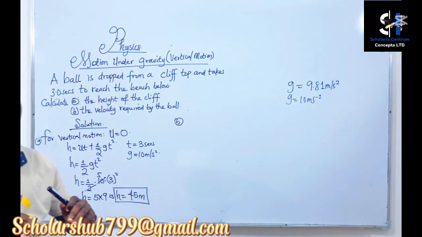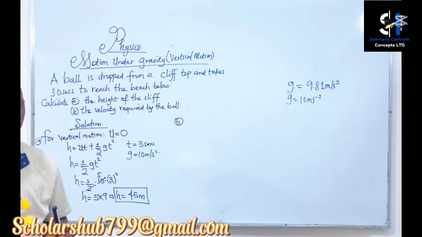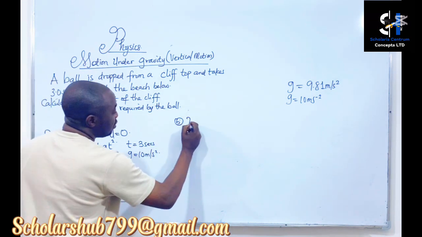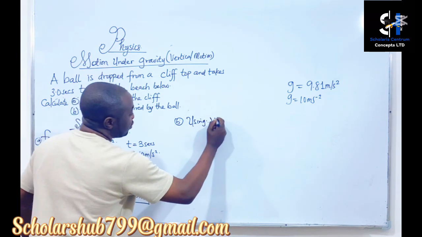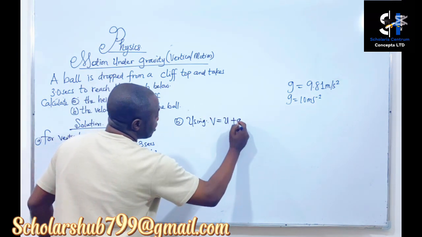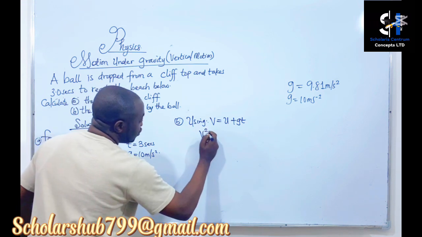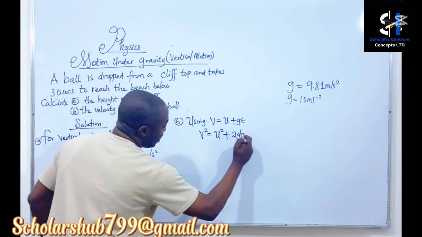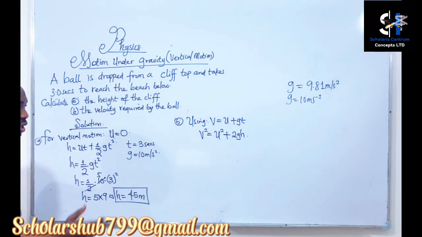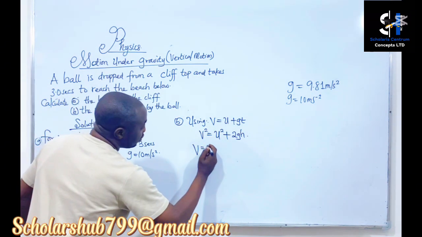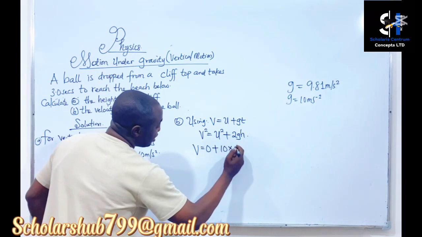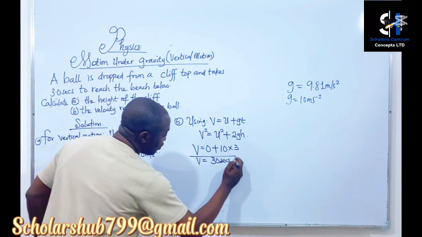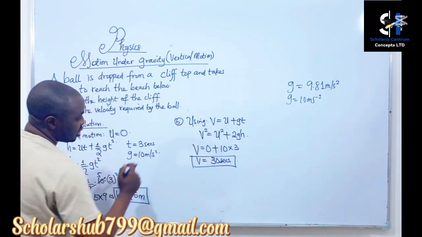Now, we can use two equations in this case, the ones that have to do with velocity. We can use the equation v equals u plus gt, or we can use the equation v squared equals u squared plus 2gh. We'll still get the same answer. Now let's find out. For the first one, this will be 0 plus 10 times 3, so that v will be equal to 30 meters per second. So this is using the first equation.